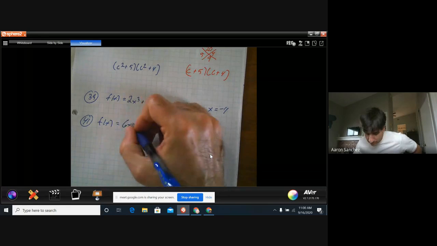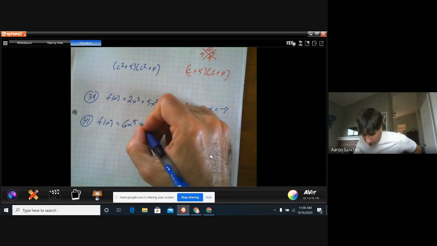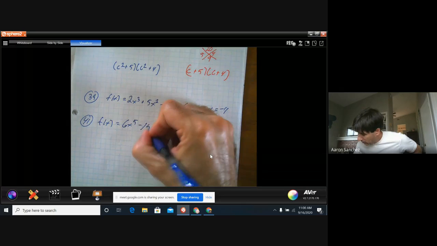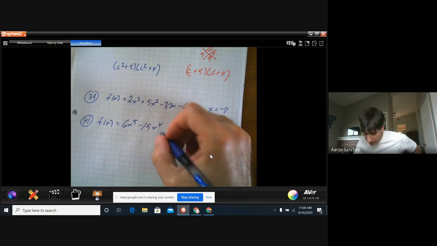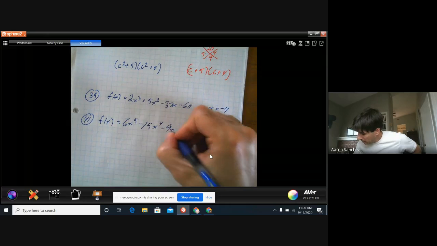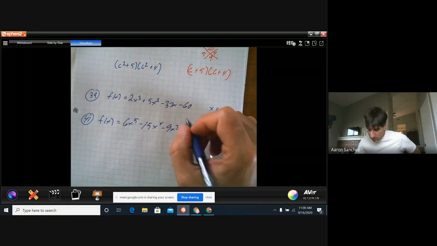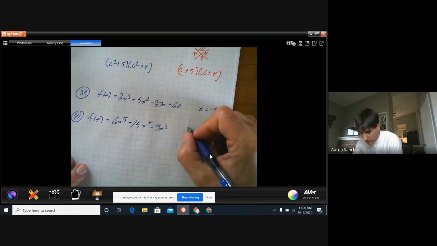Ivan, I'm sorry. Oh, it's 6x. Nah, it's really no big deal. 15x, just writing the whole problem again. 15x to the fourth minus 9x cubed. Okay, so is x plus 3?